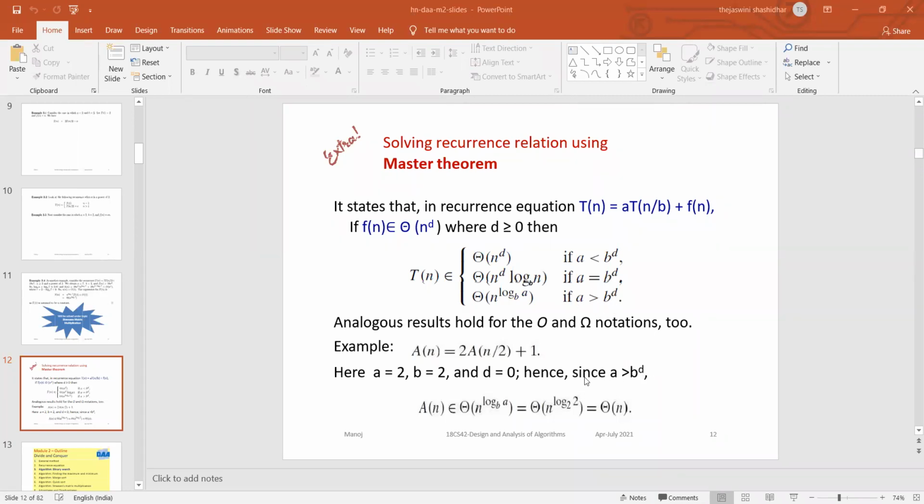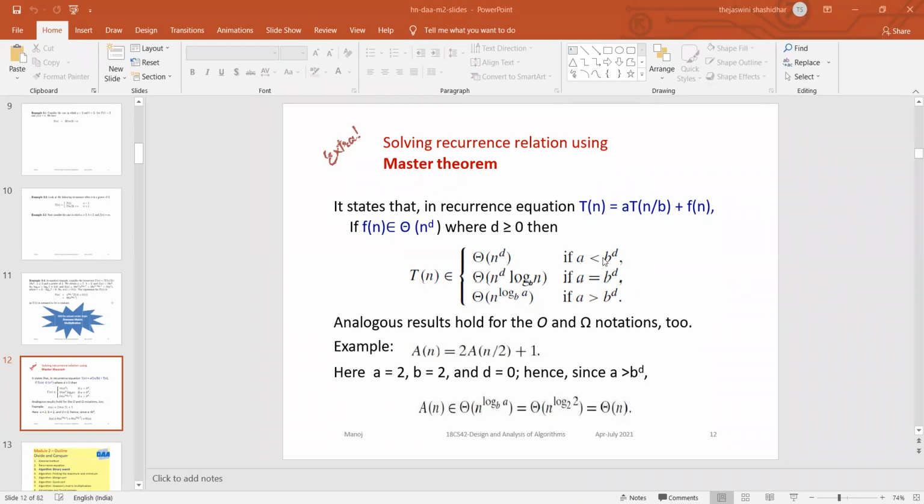The condition is true. So A is greater than B power D. If A is greater than B power D, what will you put? N to the power log A to base B. So this is the formula you have. What is log 2 to base 2? Log 2 to base 2 will be 1. N to the power 1 is nothing but N. Understood? So that is the formula.